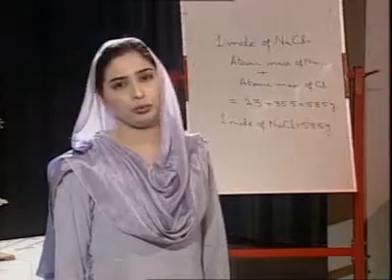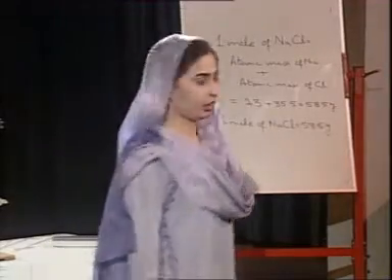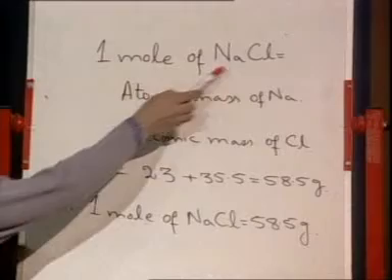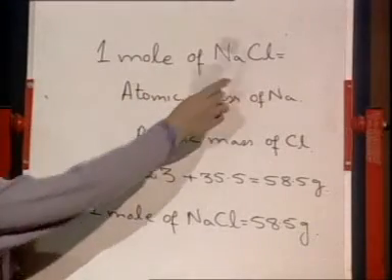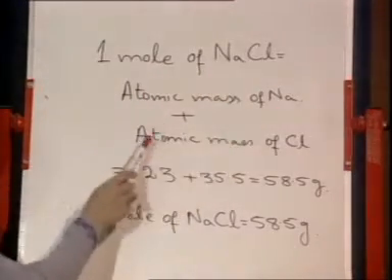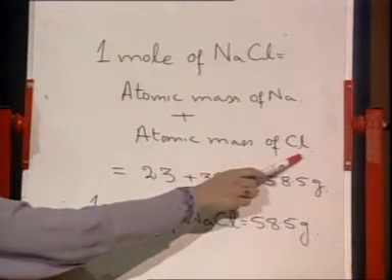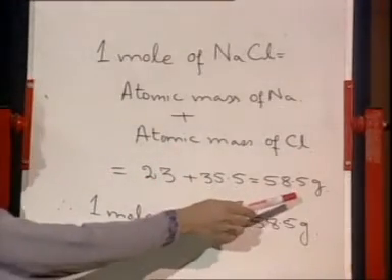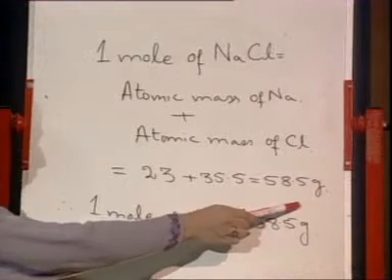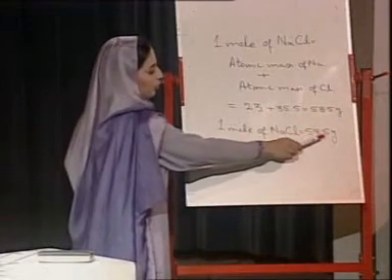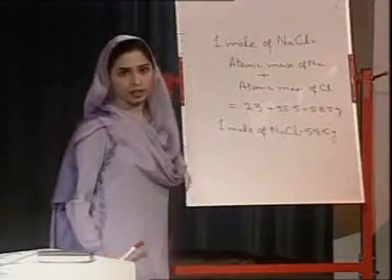Let's make 1 molar solution of sodium chloride. As you know, 1 mole of sodium chloride has mass equal to atomic mass of sodium plus atomic mass of chlorine. Thus, 23 plus 35.5 gives us 58.5 grams. This means that 1 mole of sodium chloride is equal to 58.5 grams.